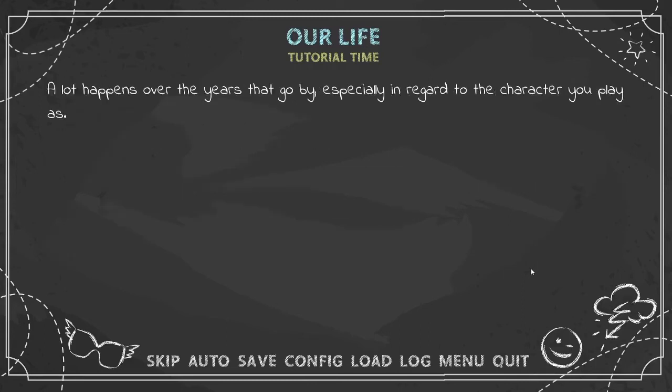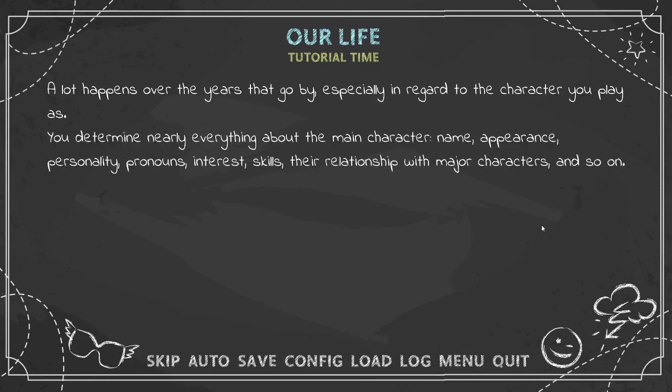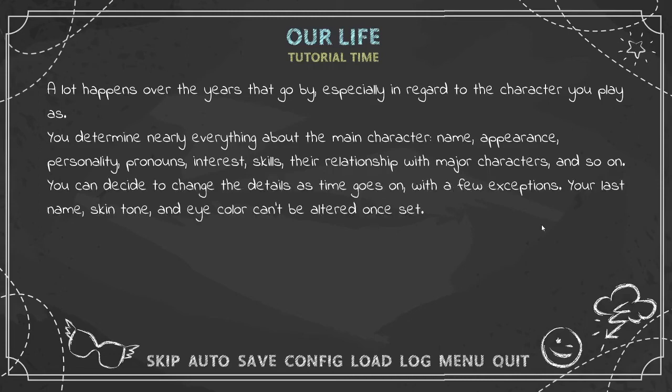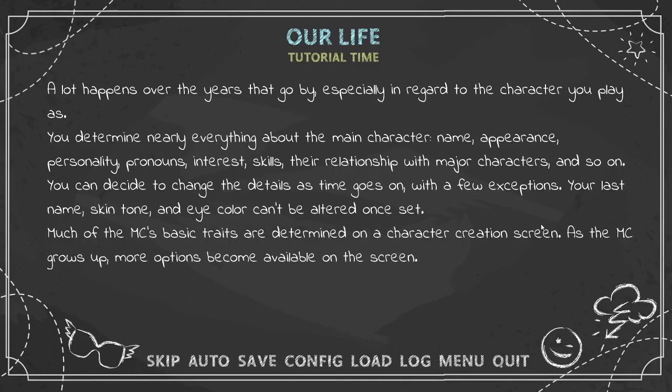A lot happens over the years that go by, especially in regard to the character you play as. You determine nearly everything about the main character: name, appearance, personality, pronouns, interests, skills, their relationship with major characters, and so on. You can decide to change the details as time goes on, with a few exceptions. Your last name, skin tone, and eye color can't be altered once set. Makes sense.